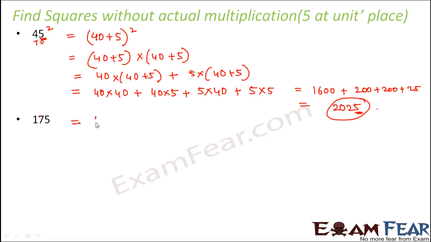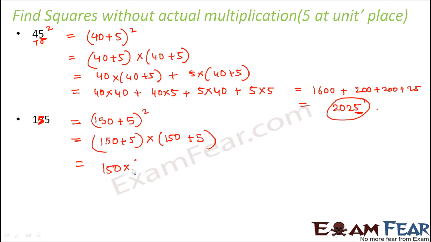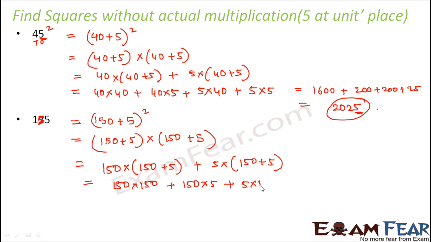Let's say that we take 155. So 155 would be 150 plus 5 whole square. So that would be 150 plus 5 multiplied with 150 plus 5. Okay, I think it was 175. Okay, now let's consider it 155 because we already started off with the calculation. So this can be very well written as 150 multiplied to 150 plus 5 plus 5 multiplied to 150 plus 5. So this becomes 150 into 150 plus 150 into 5 plus 5 into 150 plus 5 into 5.